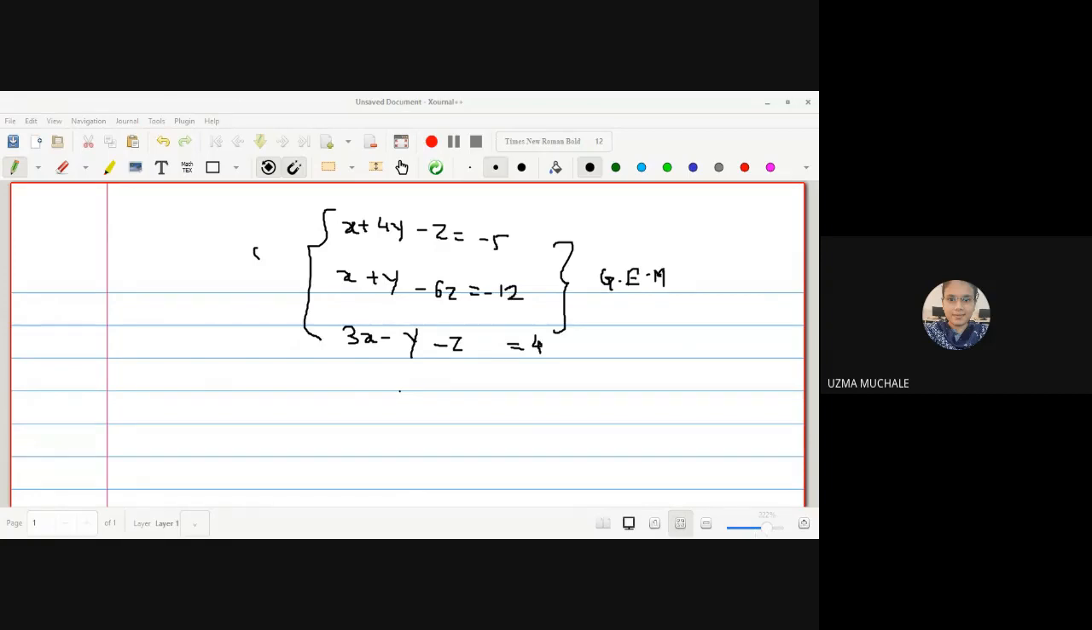Yes, whether you got the first new system in which you have to eliminate x from the next two equations.